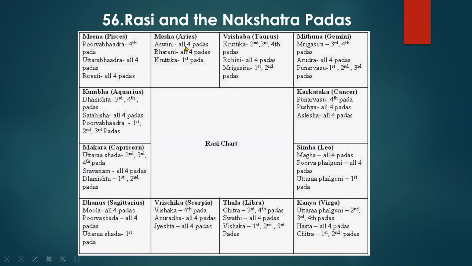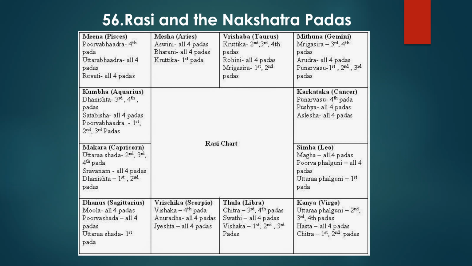So Ashwini has 4, Bharani has 4, and what we have left over is only 1 Pada. So we took the Kritika here. Kritika falls in the Aries sign. That is the first one, because Kritika nakshatra has 4 portions. There are 4 portions.